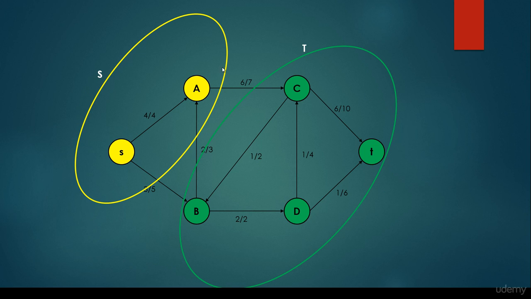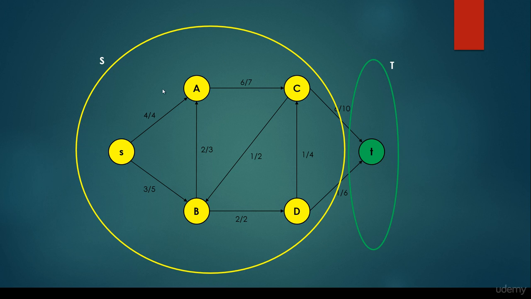Or for example, we are able to construct a cut like this. So the source and the vertex A are in the first set, and B, D, C, and the sink are in the other set. Or we are able to make a cut like this, where A, B, C, D, and the source are in the first set, and T, the sink, is the only vertex in the other set.